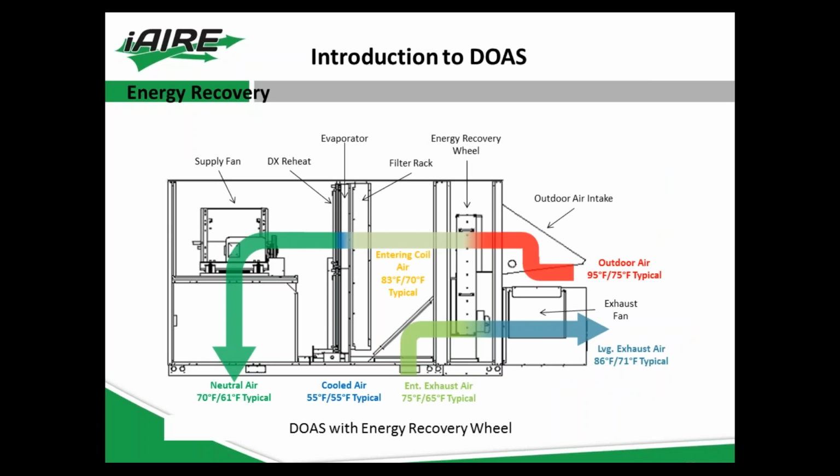So you see there the 95-75 outdoor air coming in. It's exchanged with an exhaust air temperature of, you see there, 75-65, leaving the building, being brought back using the exhaust fan through the energy wheel. That leads to an 83-70 degree leaving air temperature off the wheel, which becomes your entering air temperature for your evaporator coil, which drags that back down to 55 degrees cooling. As you can see, you're going now from 83-70 to 55 instead of 95-75 to 55. So you save a lot of energy there, and then again your DX reheat back up to that space neutral temperature.